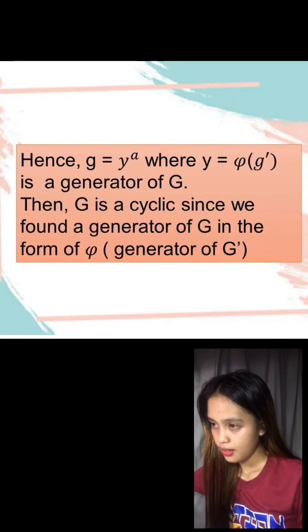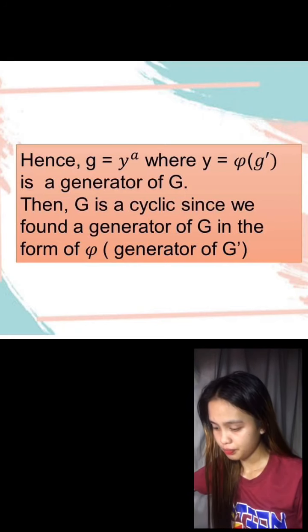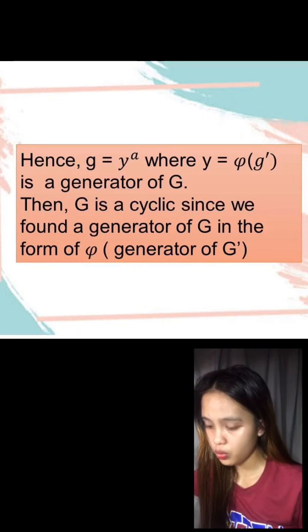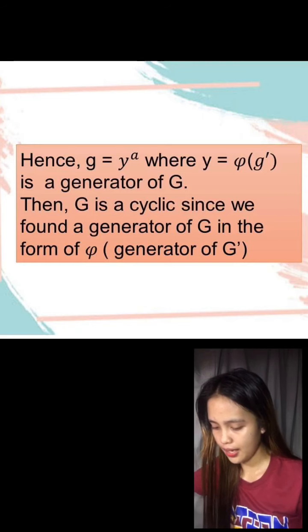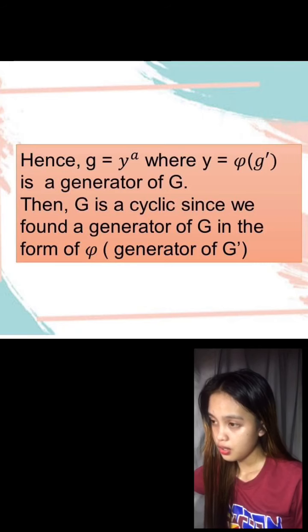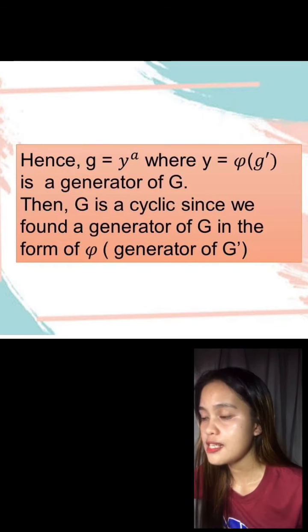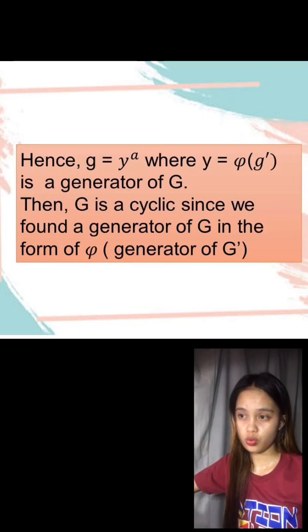Let psi of g bar equal y. Then y to the power of a is also equal to g, which is an element of G. Hence, g is equal to y to the power of a, where y is equal to psi of g bar, which is a generator of G. Then G is cyclic since we found a generator of G in the form of psi of g bar.